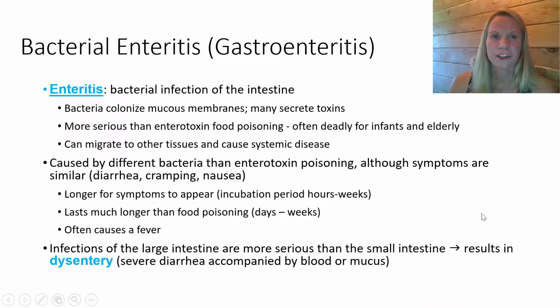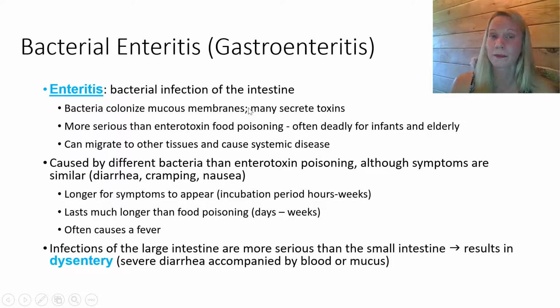Contrast that with bacterial enteritis, also known as gastroenteritis. So what's similar? This is also food poisoning, it can be, and it has the same sorts of symptoms associated with enterotoxin poisoning. You're still going to get the nausea and the vomiting and the cramping and the diarrhea. The difference, notice in the definition, is that enteritis is a bacterial infection of the intestines. It's caused by the bacteria.